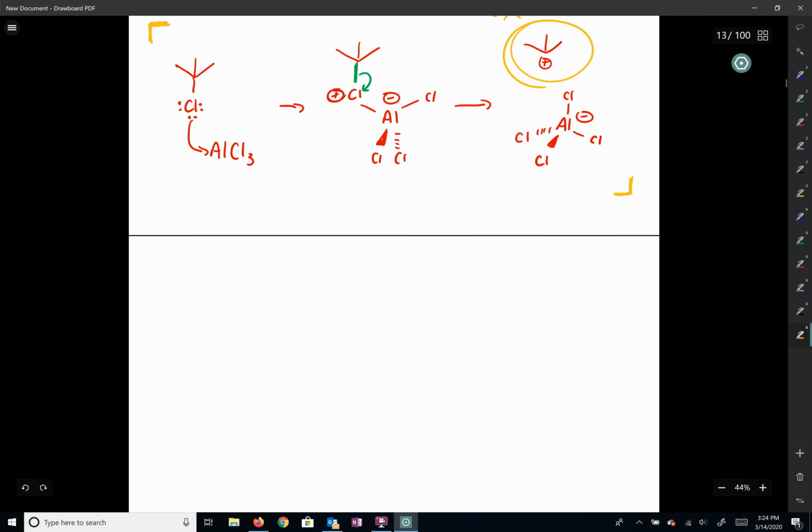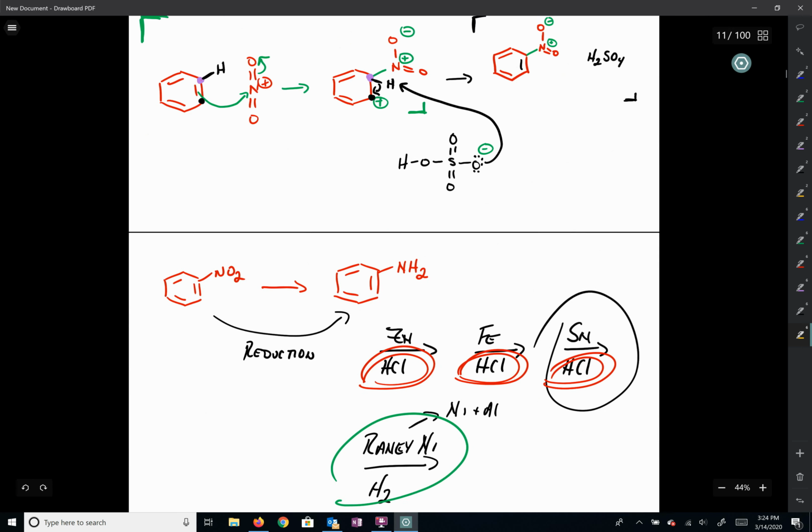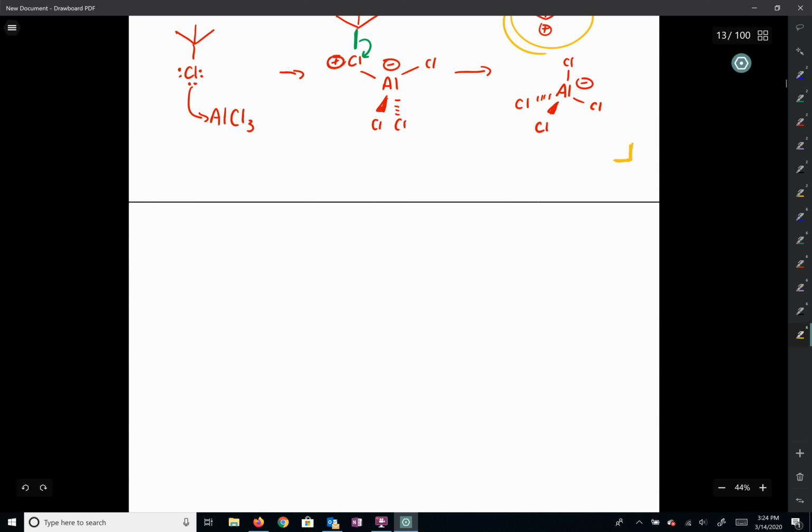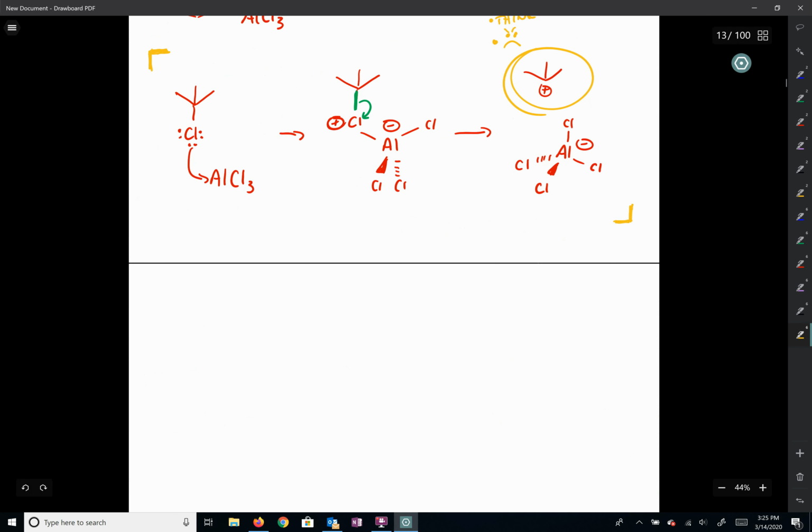All right, let me zoom out here. What color did I pick for the next two steps? I believe it was green and then black. Yes, it was. All right. So now that we've taken care of generating our electrophile, we'll go on to the next step.